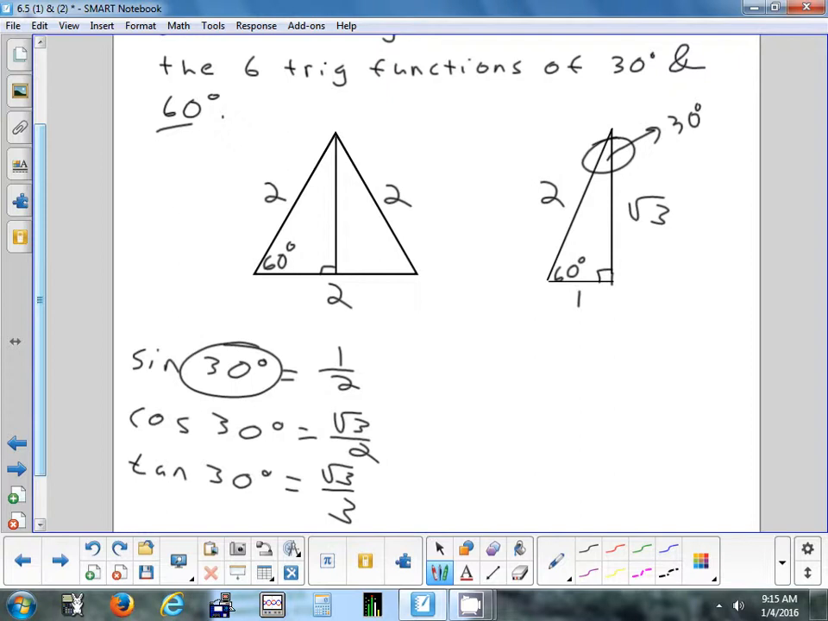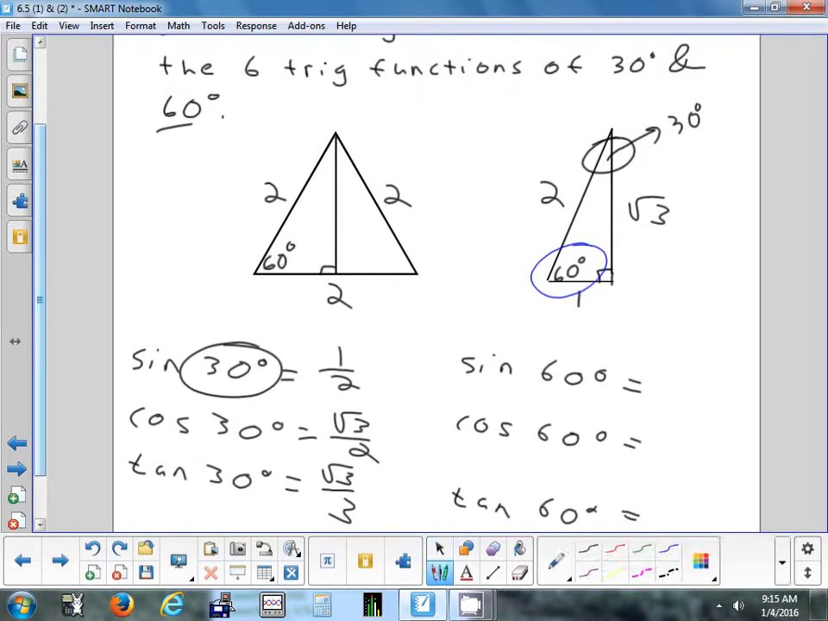Does anybody need me to go through the other 3, flipping them? Okay, so now let's do the first 3 for 60. Sine, cosine, tangent. What's the only difference between a 30 and a 60? Adjacent and opposite are switched. Yeah, that's all that happens. Opposite and adjacent switch places.